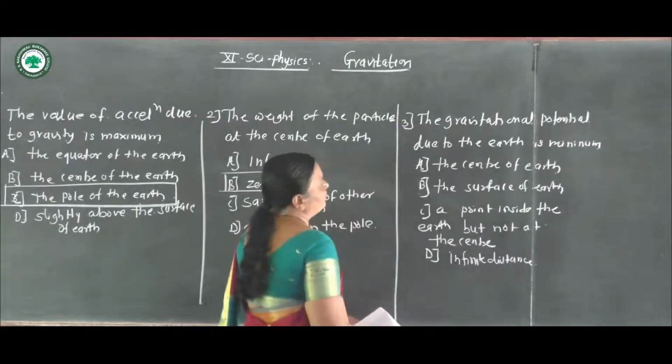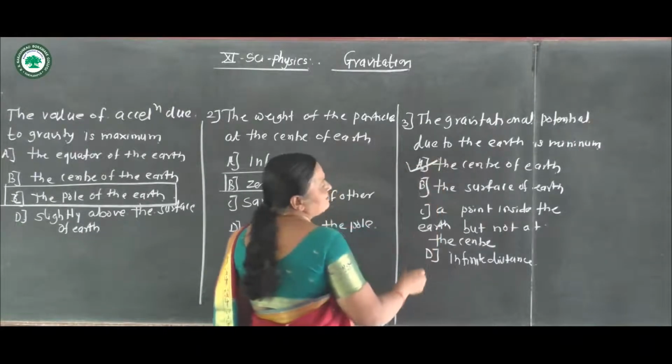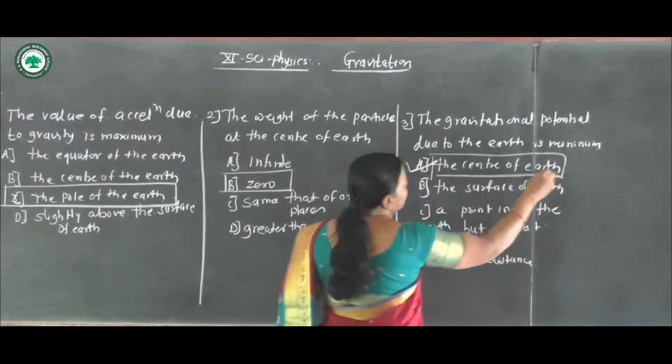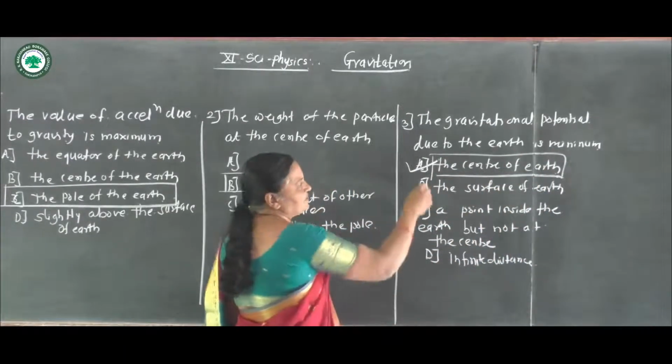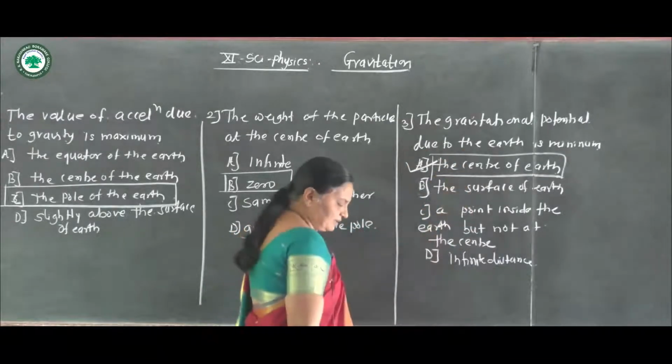The gravitational potential due to Earth is minimum at the center of Earth. The correct option is the center of Earth. The gravitational potential is minimum at the center of Earth.